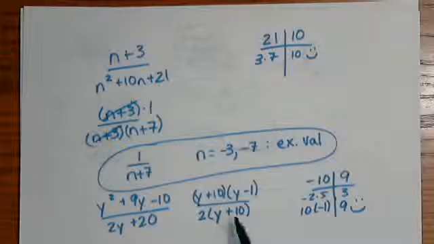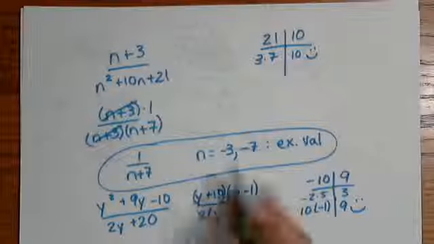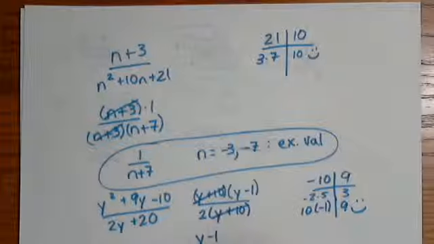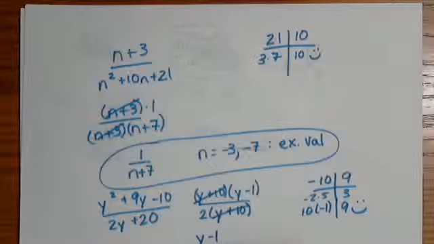What is the same on the top and the bottom? The whole group that I can cancel is a y plus 10 and a y plus 10. And I'm left with y minus 1 over 2, which could also be written as 1/2 times y minus 1. And what are any excluded values?